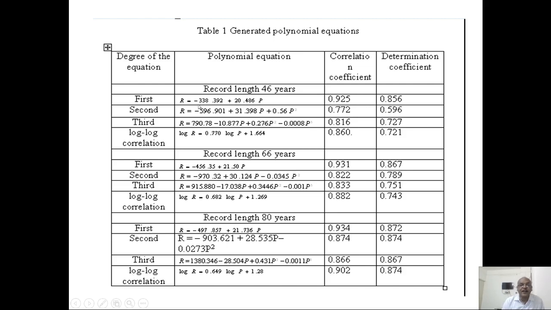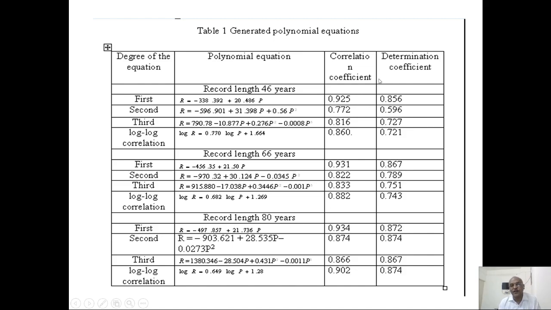So the equations are expressed this way: first degree equation, second degree equation, third degree equation, and log-log correlation for 46 years. Then first degree, second, third, and log-log correlation for 66 years, and first degree, second degree, third degree, and fourth degree for 80 years of rainfall record length.